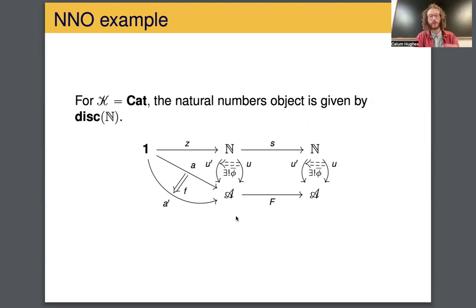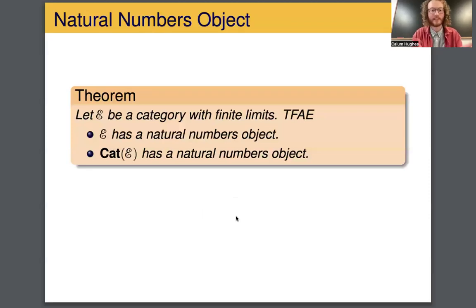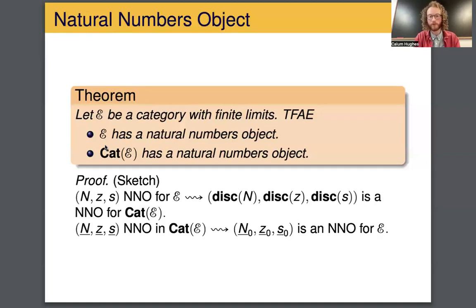Okay, and so we obtain this theorem that if E is a category with finite limits, E has a natural numbers object if and only if Cat E has a natural numbers object in a two-dimensional sense. The proof sketch is that given a natural numbers object for E, if we take disc of all these things, the discrete versions of these, this becomes a two-dimensional natural numbers object for Cat E. And similarly, the other way around, if we have a two-dimensional natural numbers object for Cat E, taking the objects version of this gives the natural numbers object for E.